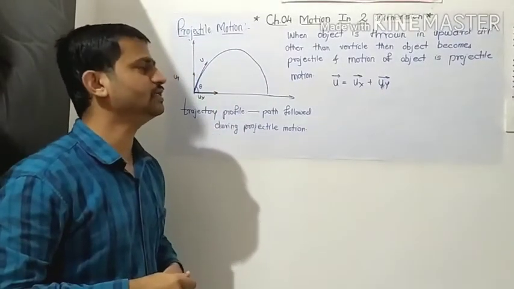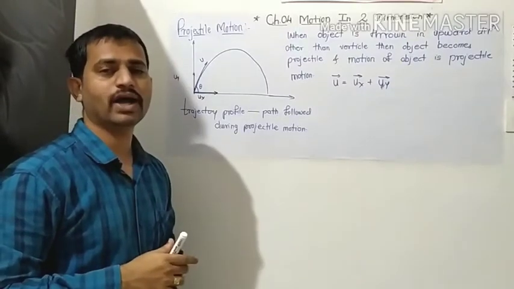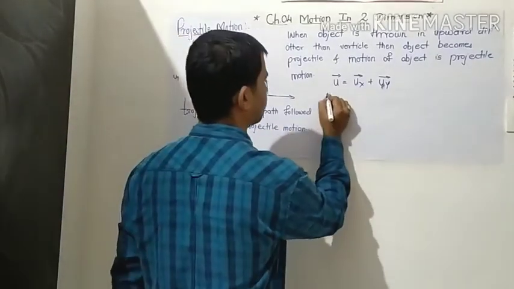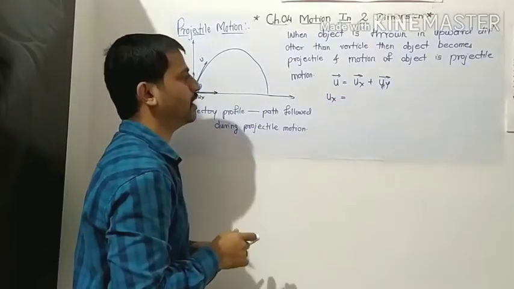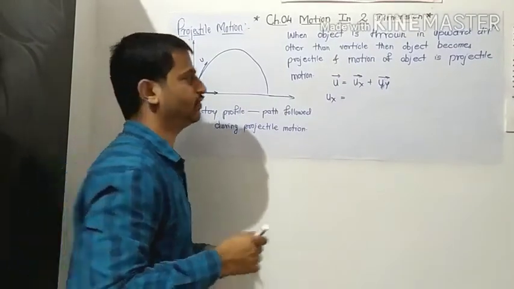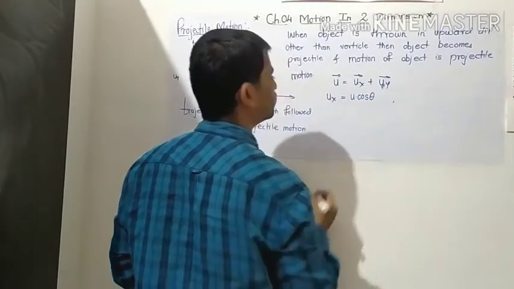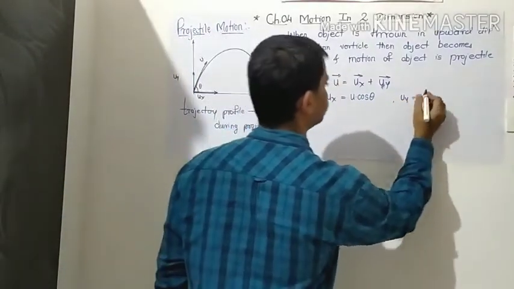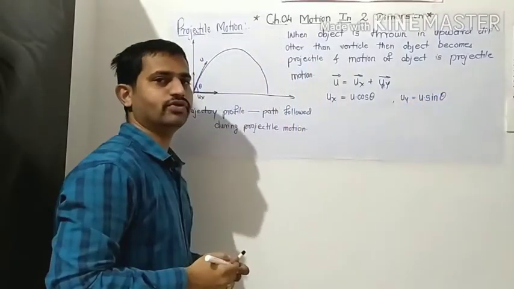Now let us study how the components ux and uy are given. From the diagram, ux is given by the angle made with respect to the x direction. So ux is equal to u cos theta, and uy is equal to u sin theta.